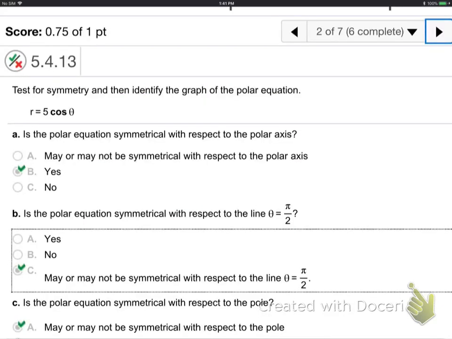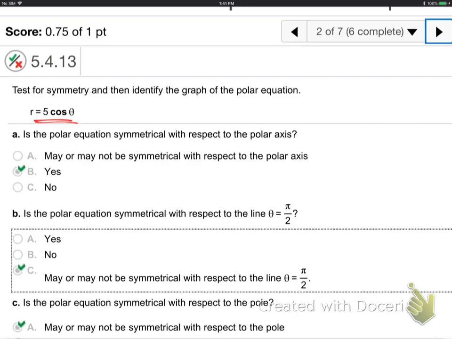Okay. So R equals 5 cos theta. So now we're going to go through the tests. We're on question number 2 now. Now there's no more mixing and matching. It's go through the 3 different tests, and you can see the answers are already there. Yes, maybe, and maybe again. May or may not be. So it's yes, maybe, maybe. Let's see how we got those answers. So number 2, R equals 5 cos theta.